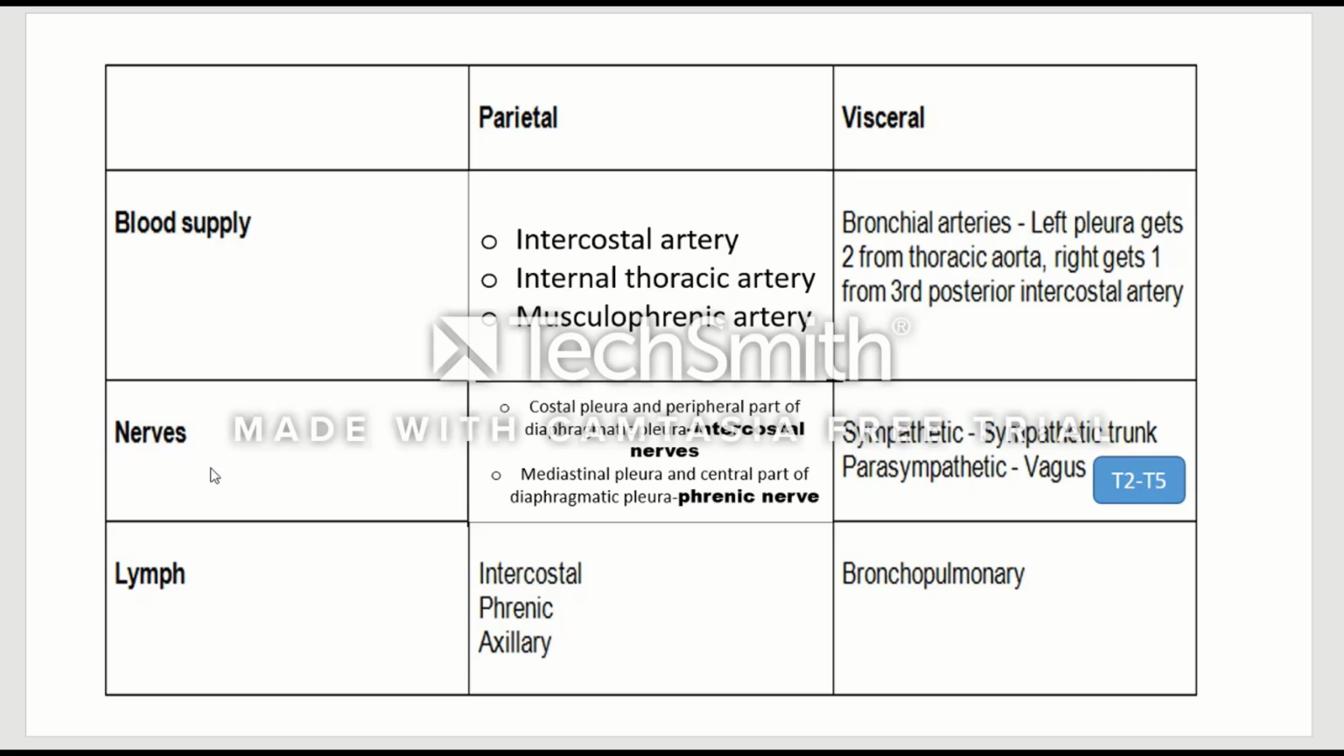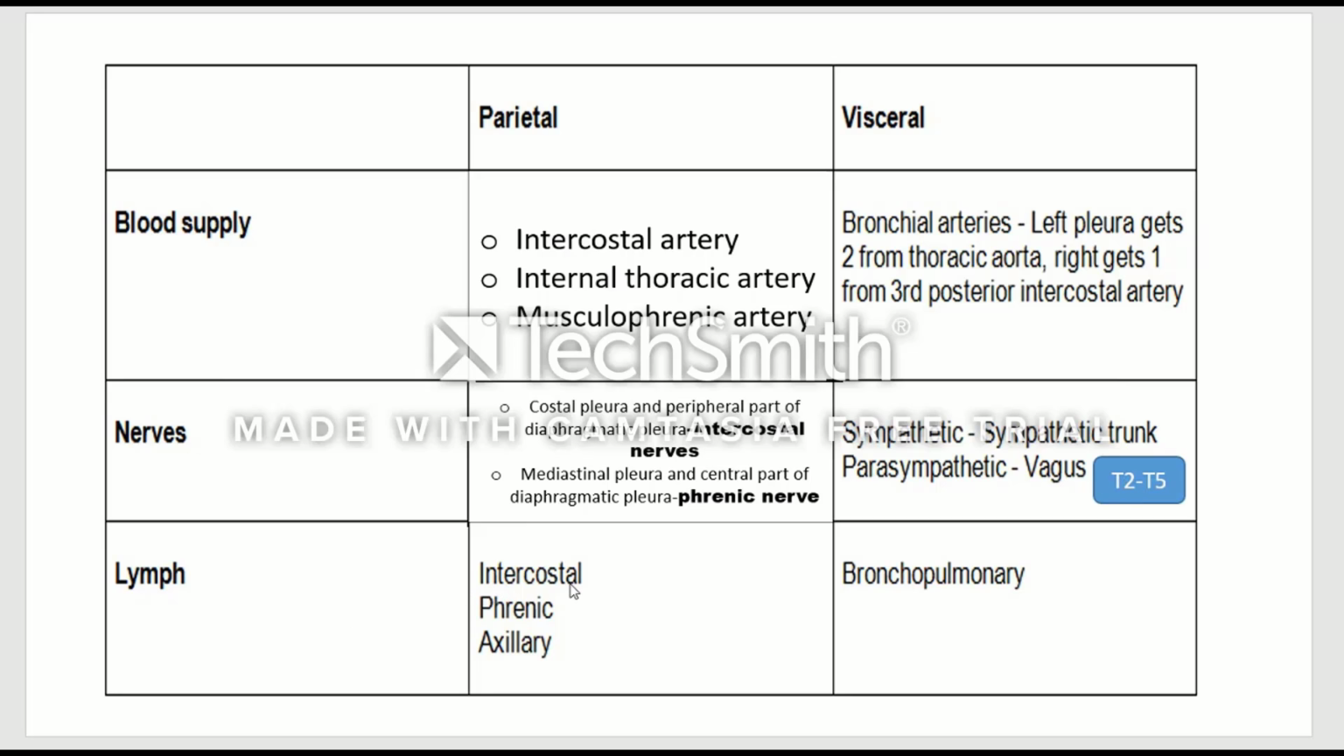Then আমরা যদি nerve supply দেখি, সেক্ষেত্রে costal pleura and the peripheral part of the diaphragmatic pleura is supplied by intercostal nerves, and mediastinal pleura and the central part of the diaphragmatic pleura is supplied by phrenic nerves. And visceral pleura ক্ষেত্রে যদি দেখি, সেক্ষেত্রে sympathetic and parasympathetic nerve, sympathetic from sympathetic trunk and parasympathetic from vagus.